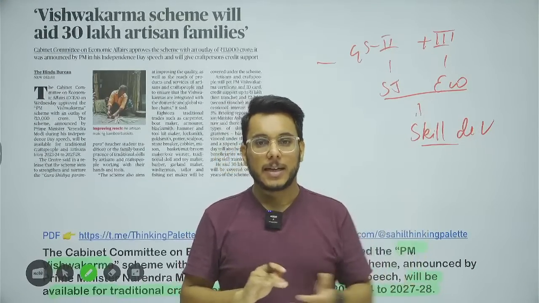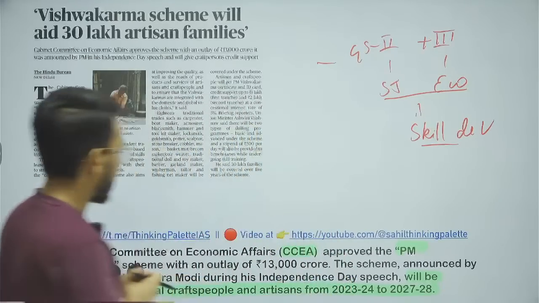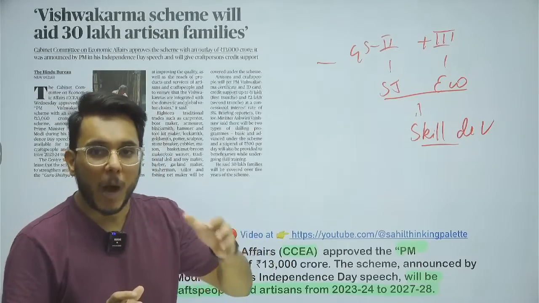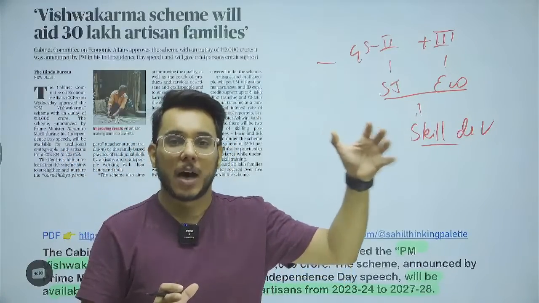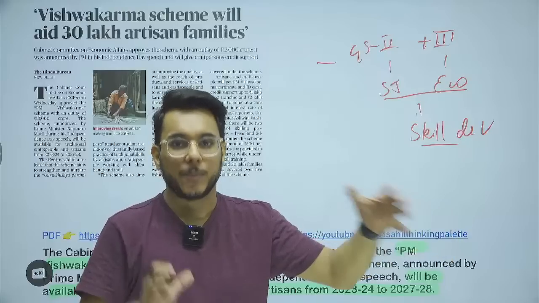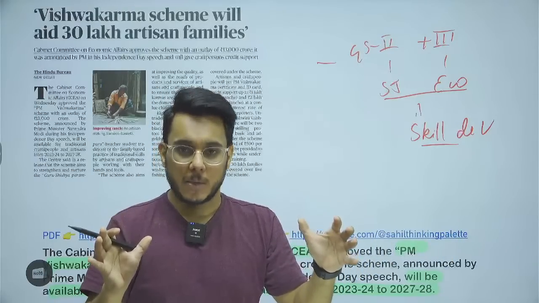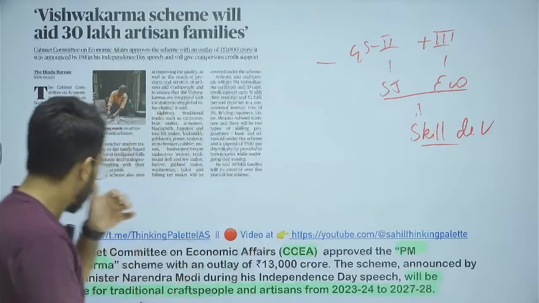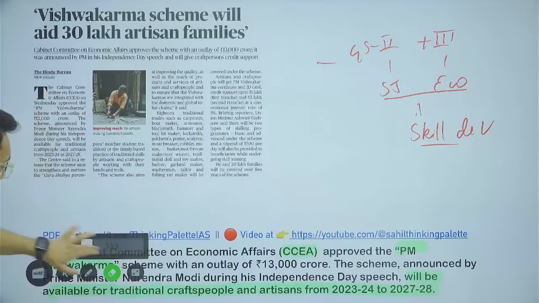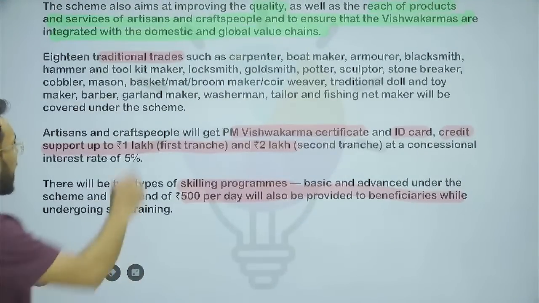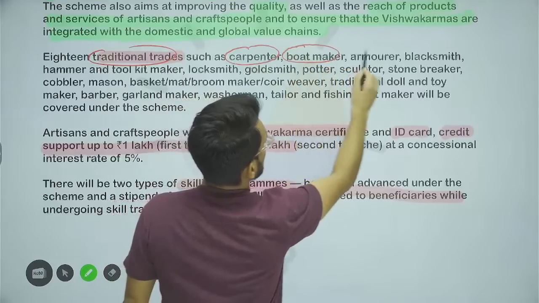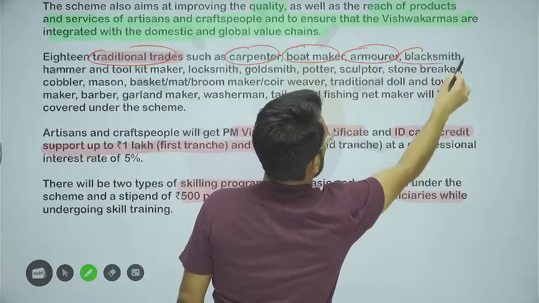First of all, let me give you some background information. In the Independence Day speech, the Prime Minister announced a dedicated scheme to hone, to upgrade, to improve the skills of traditional artisans. In total, there are 18 categories of people whose skills will be improved. First of all, let me tell you these 18 categories. So basically, guys, what are these 18 categories? Let me tell you.